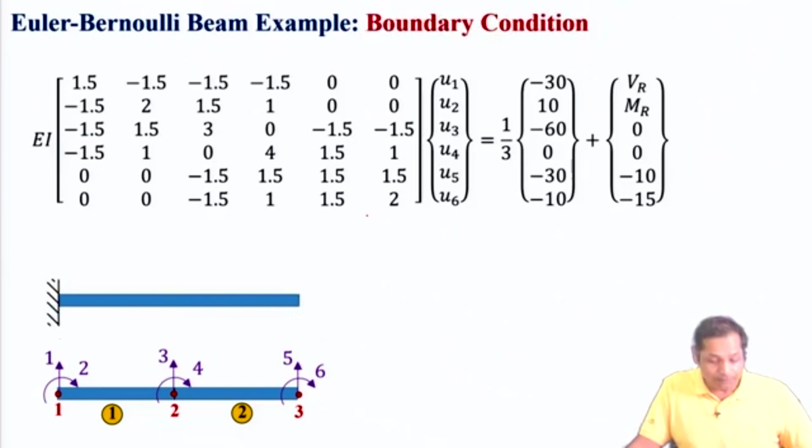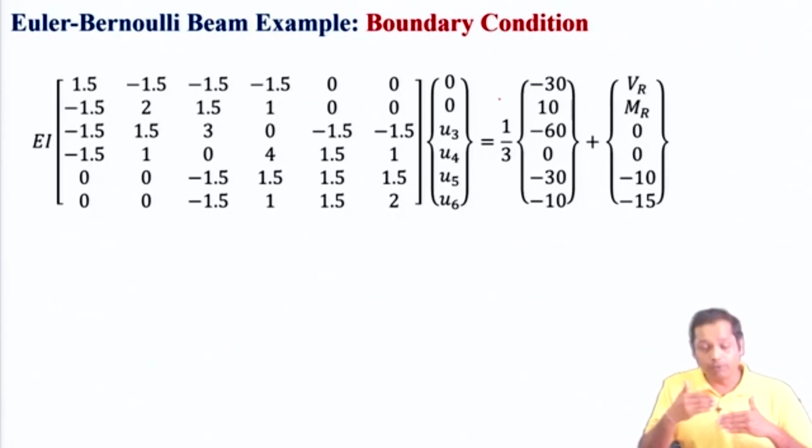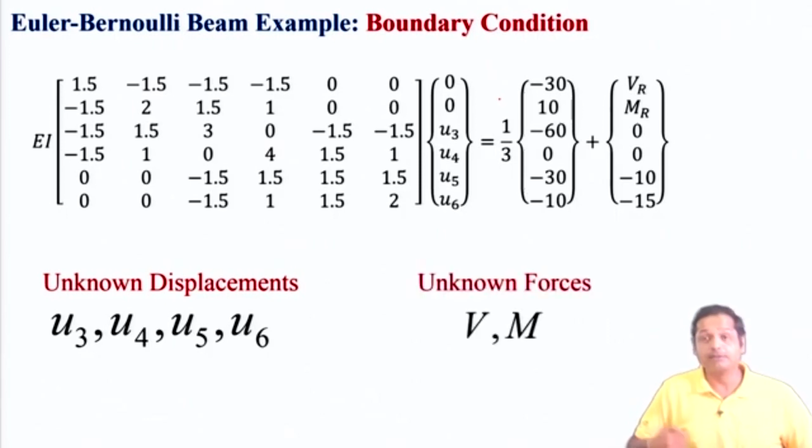So at node number 1, all these degrees of freedom are constrained. So this will be 0 and this will be 0. If we substitute that in this equation, we finally have this. This is the final equation we have. This we can solve, but before we solve it, we have to partition the equation based on the known and unknown information. Before that, what are the unknowns here? We have 3 displacement unknowns, and then we have 2 force unknowns. This will be VR and this will be MR.